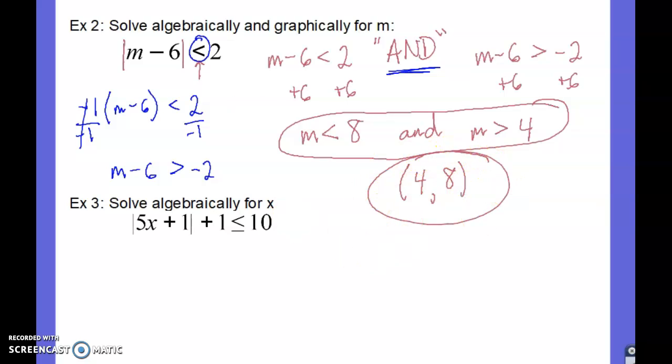So as we look at the next problem, I'll switch colors. Remember earlier in the previous video, we isolate the absolute value. So you want to do that here as well. So you do that by subtracting 1 to the right side. So you get 9. So this is a less than, so it's an AND statement.